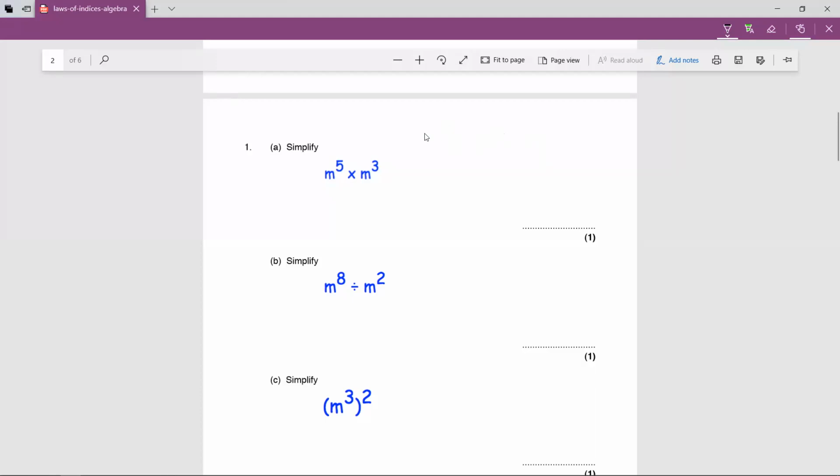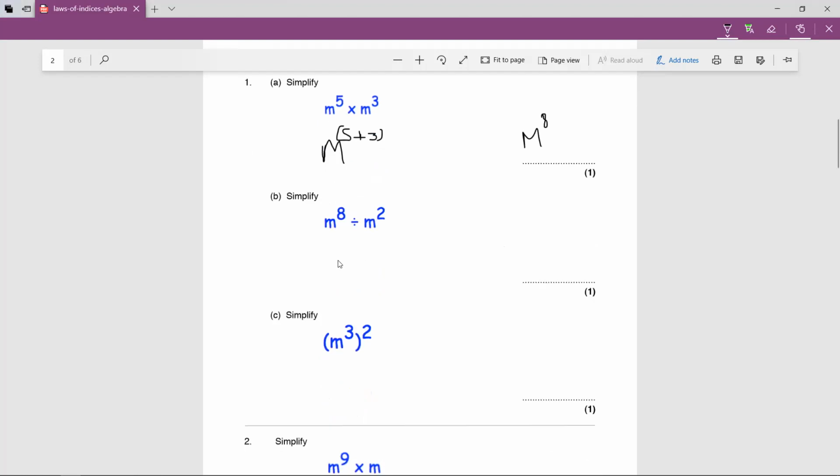Question 1a, we have m power 5 multiplying m power 3. From the first video, we learned that if you have a base number raised to a given power multiplied by the same base number raised to a different power, the multiplication sign becomes an addition for the powers. So we'll be having m power 5 plus 3. That means your answer will be m to the power 8.